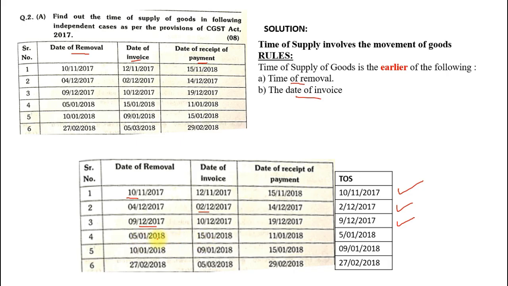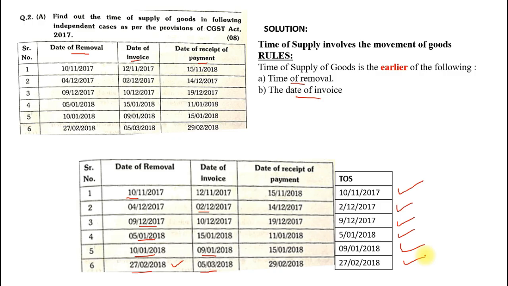5th Jan and 15 Jan. 5th Jan is the earlier date. 10 Jan and 9 Jan. 9 Jan is the earlier date. And last, 27th Feb and 5th March, in which 27th Feb is the earlier date. So the answer will be 27 Feb 2018. So you have to make the same question table as it is and one additional column after that in your solution. This is as simple as that. You just have to remember the rule, note down the rule, make the table and give the final time of supply answer.